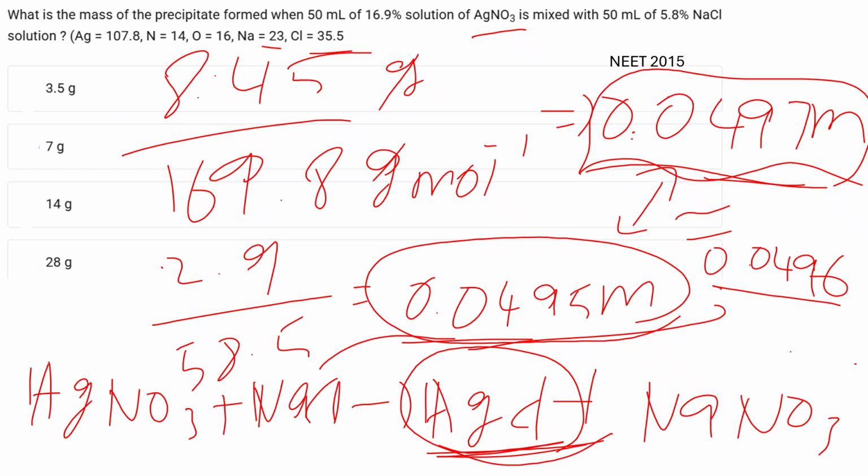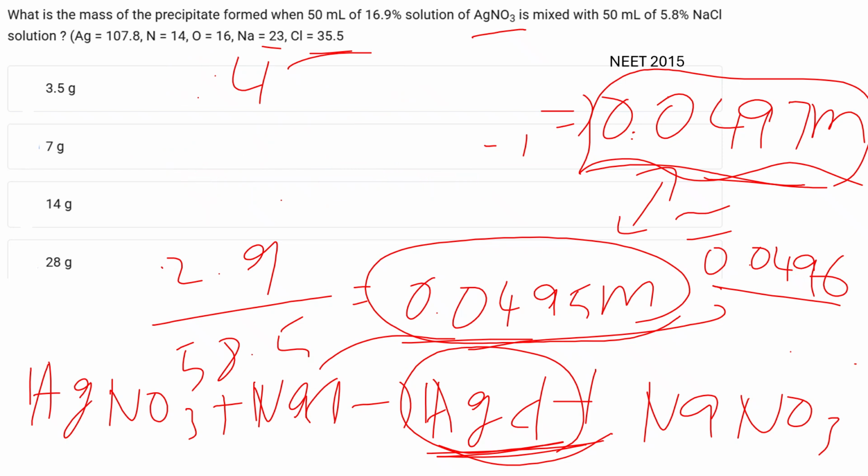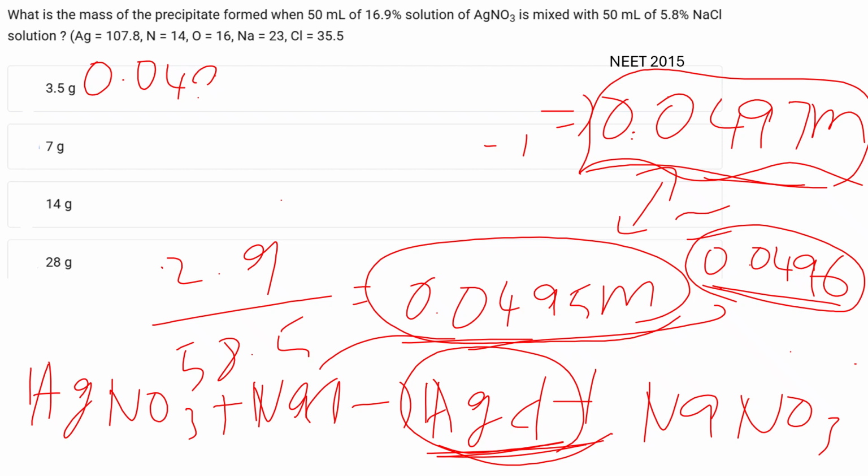So simply writing, I'm rewriting this here. I got the number of moles 0.0496. Given weight I don't know, but the molecular weight is nothing but the weight of silver and the weight of chlorine added, 107 plus 35.5, which is roughly 143.3.